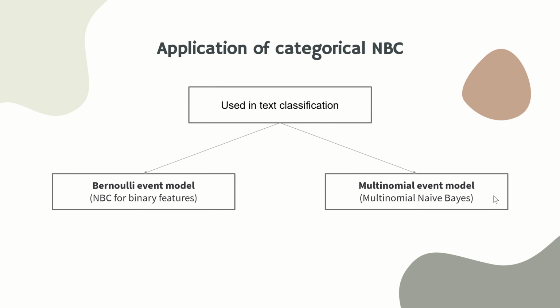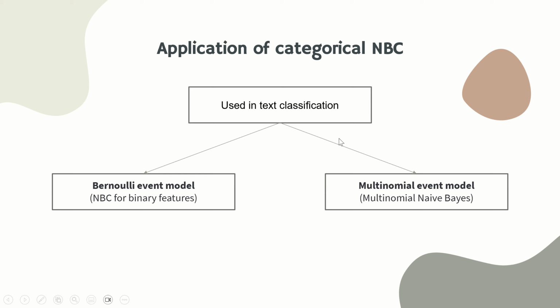We will talk about the application of categorical naive Bayes classifier. It's often used in text classification. Two simple models that we often learn are the Bernoulli event model. The Bernoulli event model is actually naive Bayes classifier with binary features, just 0 and 1, for example, like spam or ham classification.